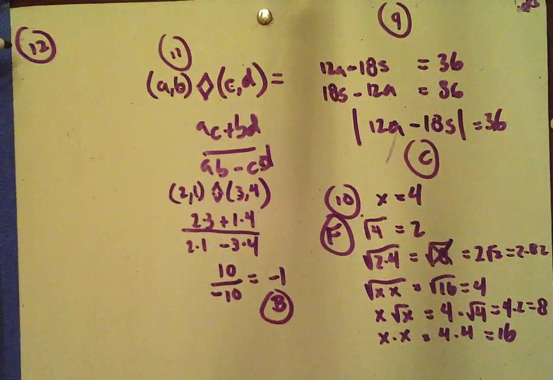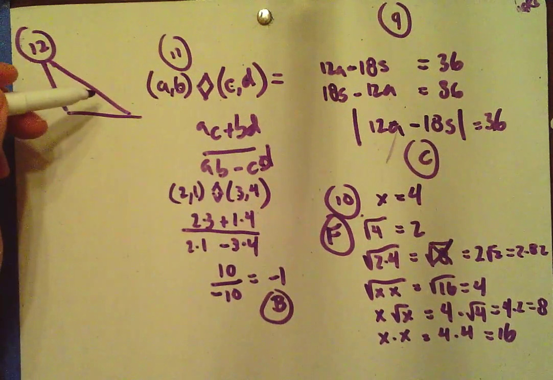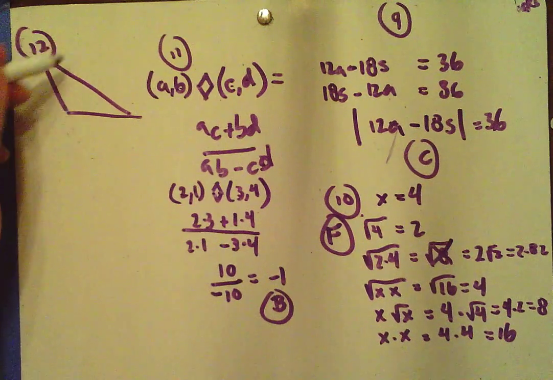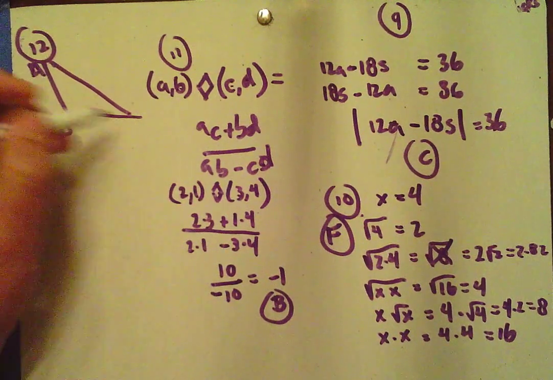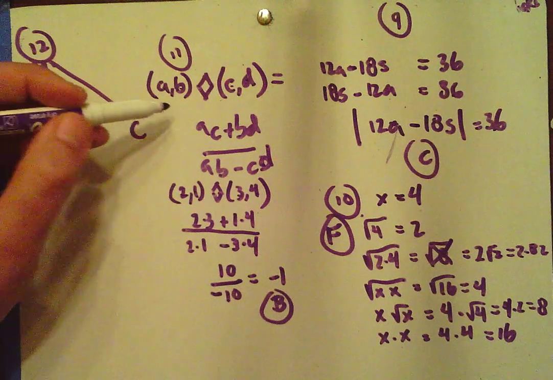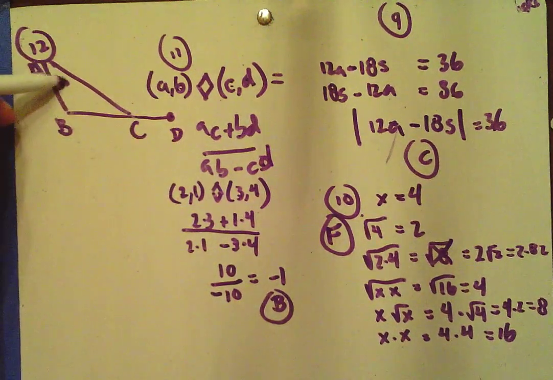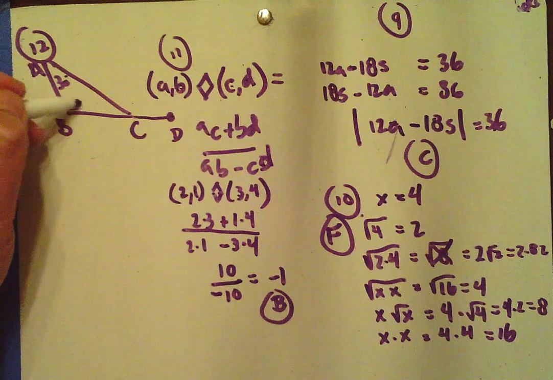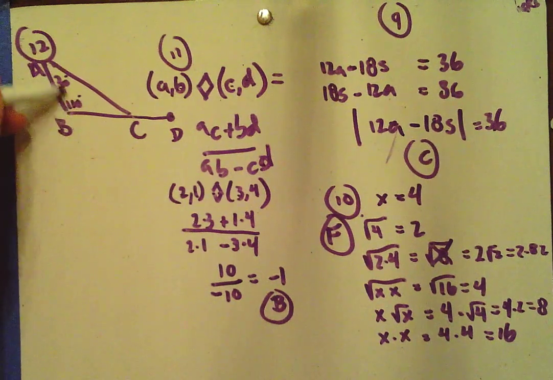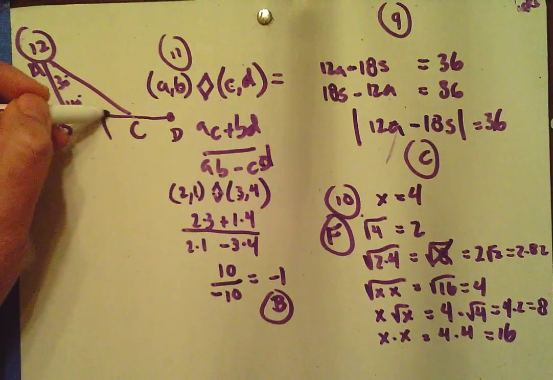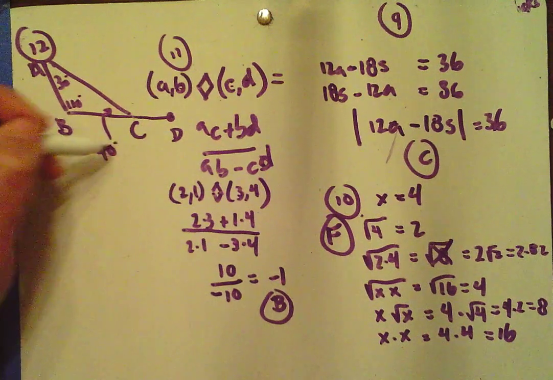Number 12. In the figure below, angle BAC is 30 degrees. So here's BAC, and there's a point D over here, is 30 degrees. ABC measures 110 degrees. So we've used up 140 degrees, which means there's 40 left for this one.